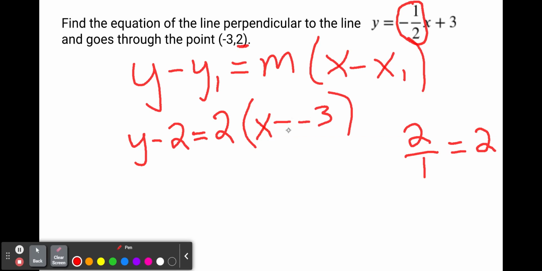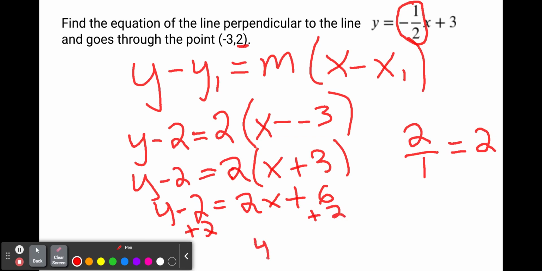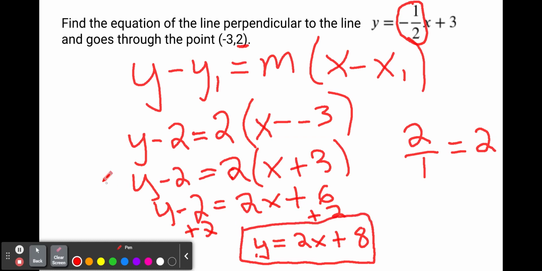Okay, from here, I have a double negative, so it's 2 times x plus 3 equals y minus 2. Distribute, so it's 2x plus 6 equals y minus 2. And then I will add 2. So y equals 2x plus 8. And that's my final answer.